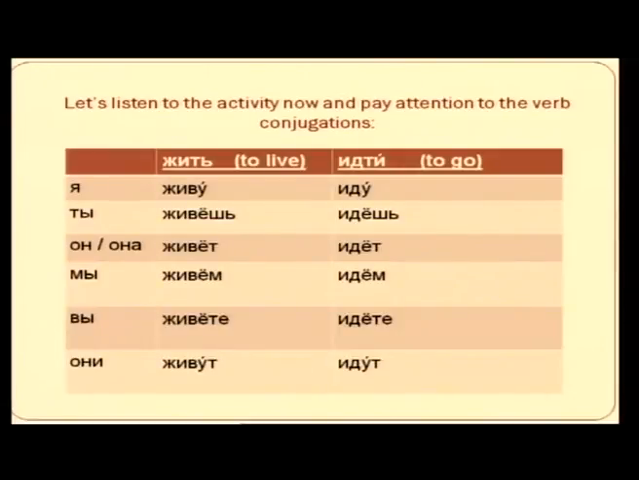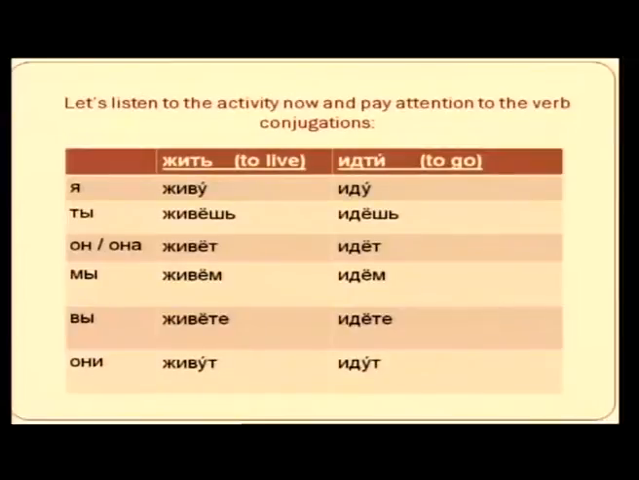Dear learners, as we have talked about the endings of these verbs, the endings are to be remembered so that you can conjugate them in a correct manner. Let us go to the next slide now.